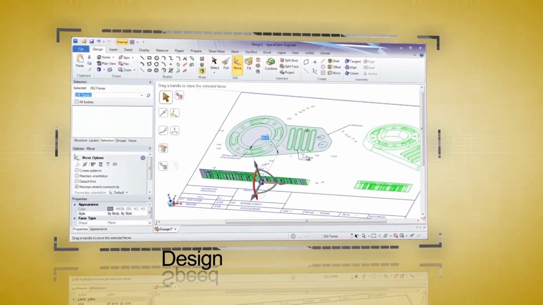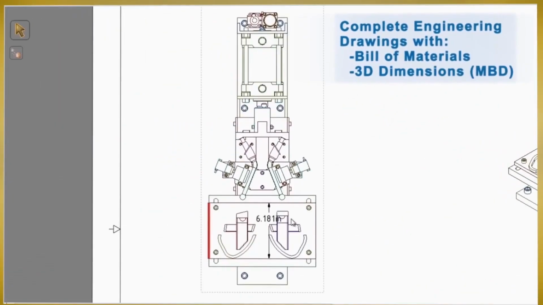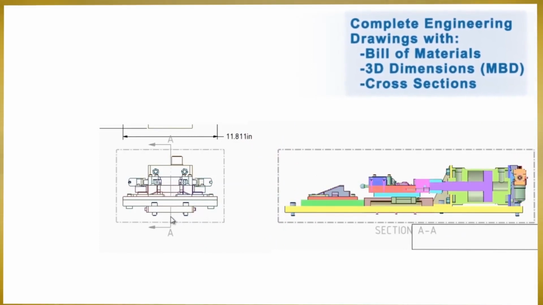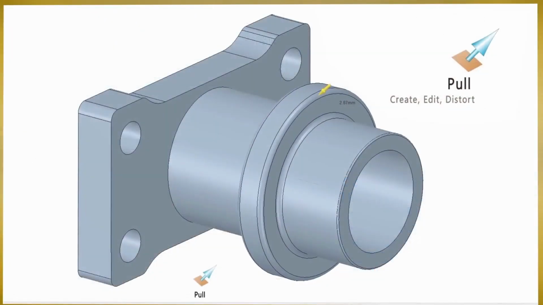First, we'll start with design. Converting 2D data to 3D in SpaceClaim is fast and efficient. Or, if making a 2D drawing from a 3D model is needed, you'll find the full suite of detailing tools in SpaceClaim to be comprehensive for any job.